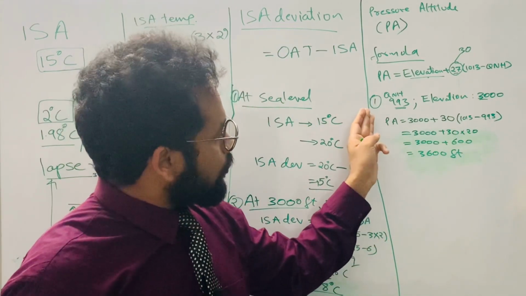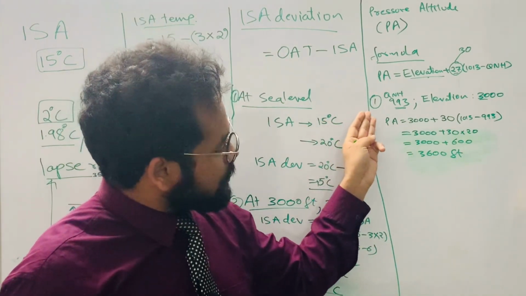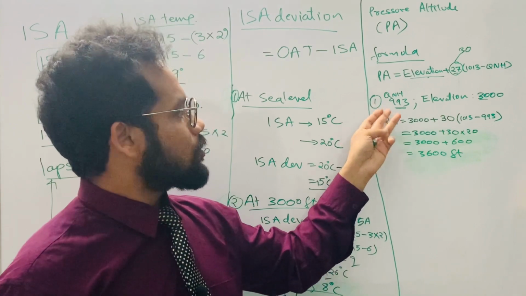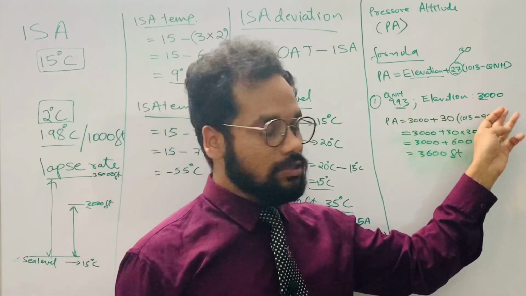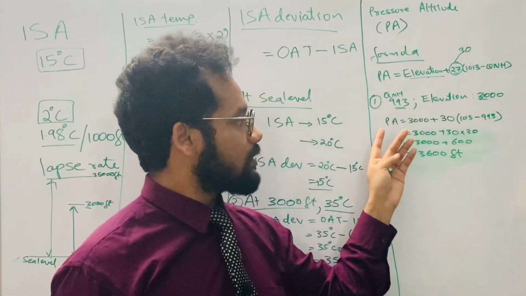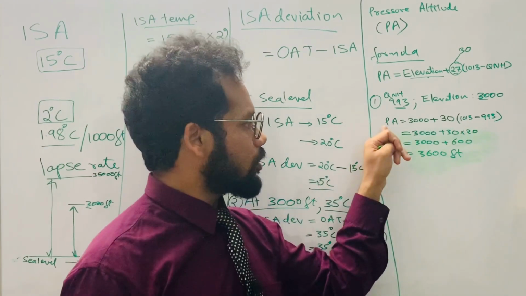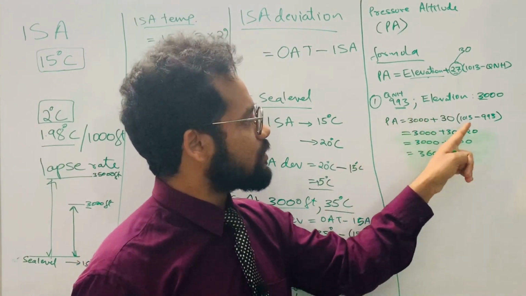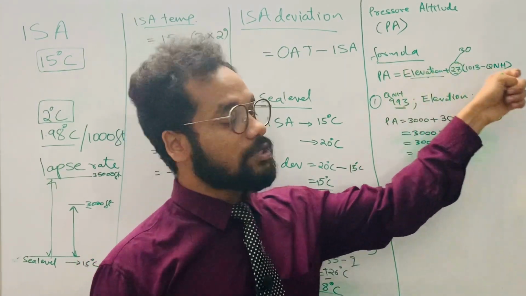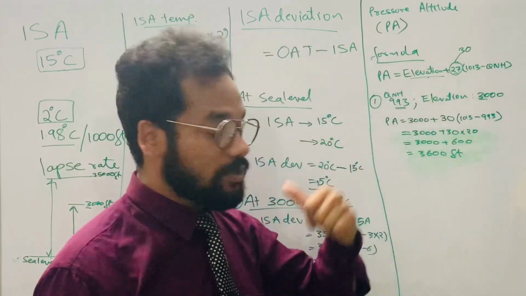Next, what we have here is one example in which I have considered the QNH to be this much and the elevation to be this much. Based on these data, you can calculate the pressure altitude. Moral of the story, if you want to calculate pressure altitude, you should have these figures, like your elevation and QNH.